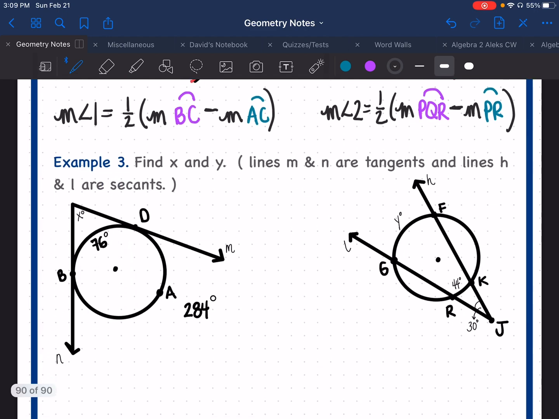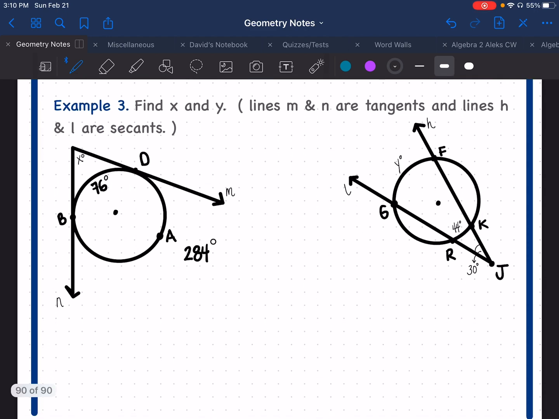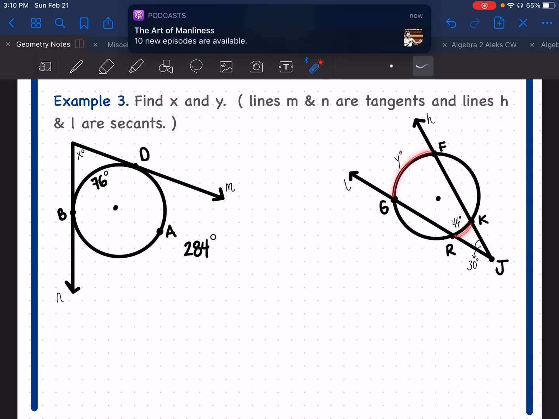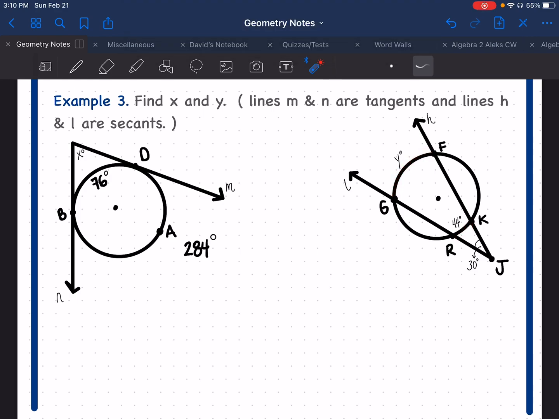Okay, let's go ahead and take a look at our two examples. Find x and y. Notice I'm giving you some hints right here. Lines M, N, and N are tangents. So in my first one, these two are tangents, and in the second one, H and L are secants. Now I know we didn't see this picture in the theorem up above, but the same holds true. It's the outside minus the inside.